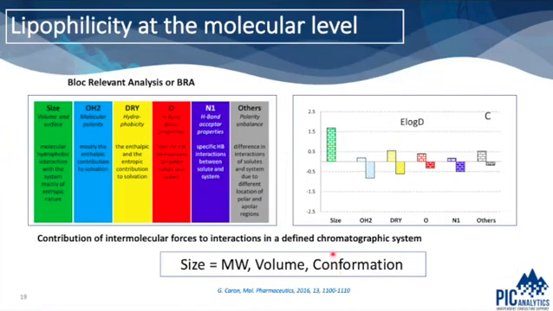So now, if we want to understand what's happening in terms of chromatography, Julia Caron has developed a PLS model called block relevant analysis, where she has defined different types of interactions and given a weight to these different interactions based on the chromatography. So she has different blocks.